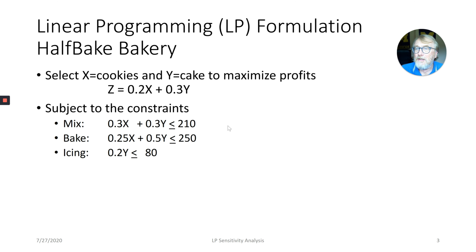And we'll go through a little bit of a review of our half-baked bakery problem. What we're trying to do is decide how many pounds of cookies to make and how many pounds of cakes to bake, and we would like to maximize the profits. Each pound of cookies contributes 20 cents. Each pound of cake contributes 30 cents. But we have constraints. Our bakery's only so big. We have 3 different operations: a mixing operation, a baking operation, and an icing operation, and we have capacity constraints for all 3 of those.